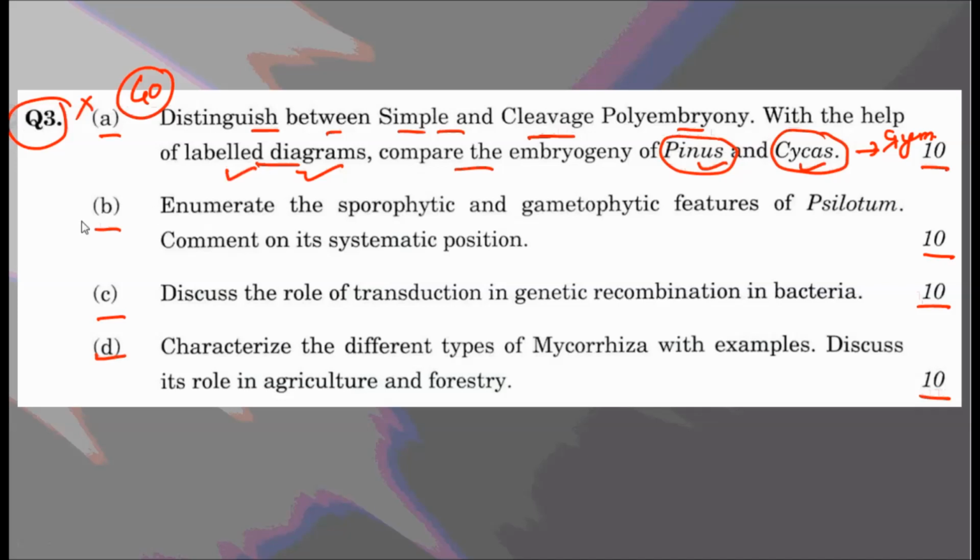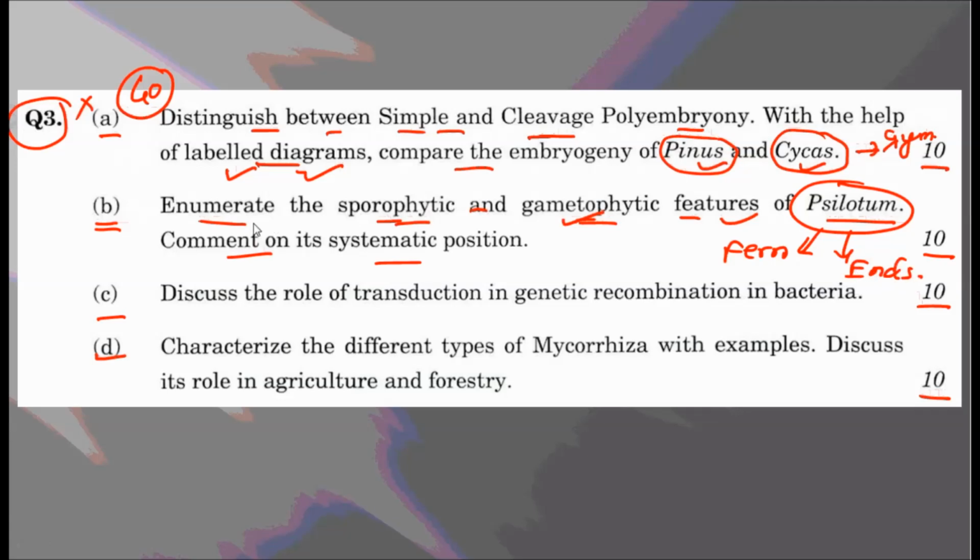In the second sub question, they ask: enumerate the sporophytic and the gametophytic features of Angiopteris, and comment on its systematic position. That is, you have to give the sporophytic and the gametophytic features. It is a fern and a very important fern because it also comes under the endangered species as well. All right. So in this question, you have to write down the sporophytic and the gametophytic features and comment on their systematic position. All right.